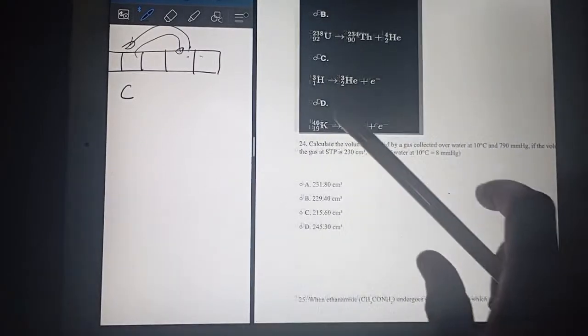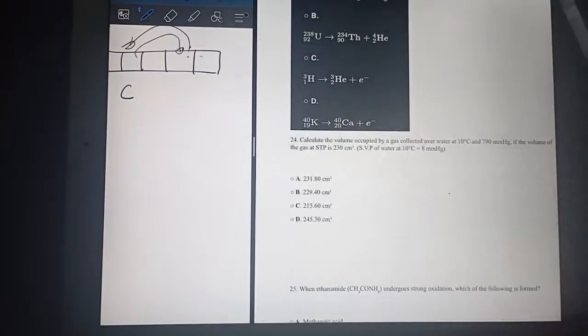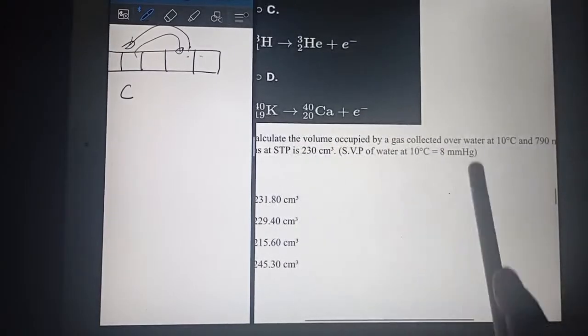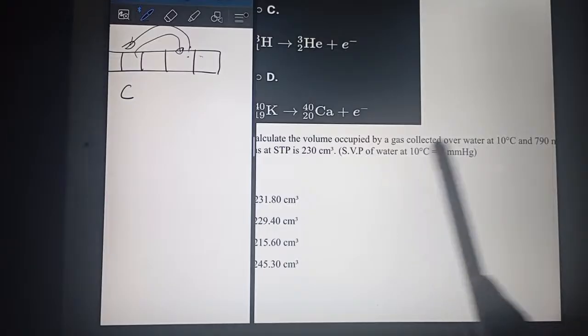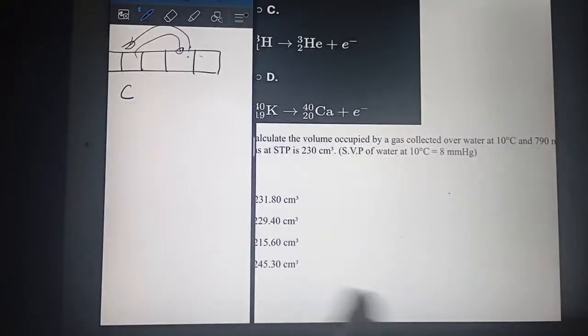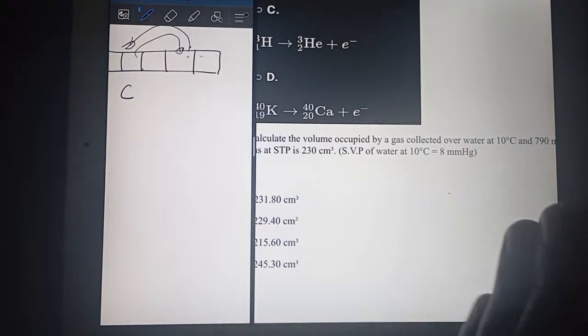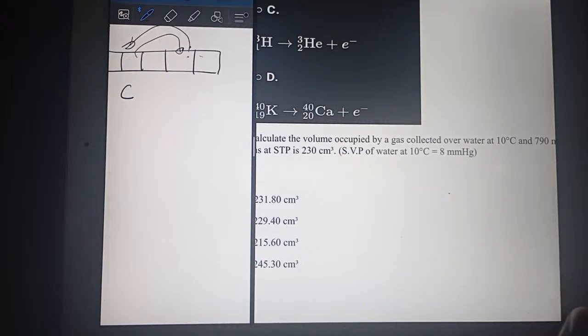Now, what are you going to use here? Even if you don't understand it well, immediately they give you SVP in brackets. You are going to be using the general gas equation, but you are going to combine it with Dalton's law of partial pressure.